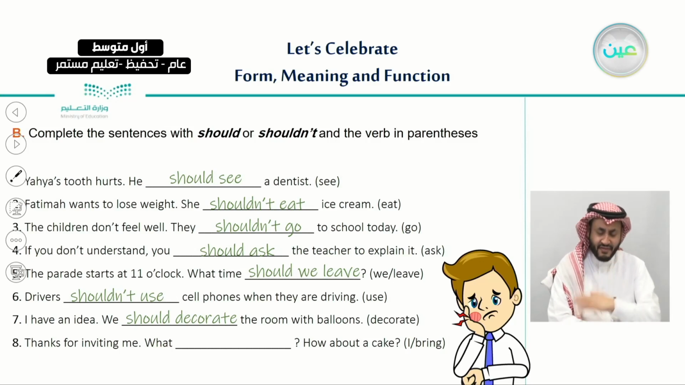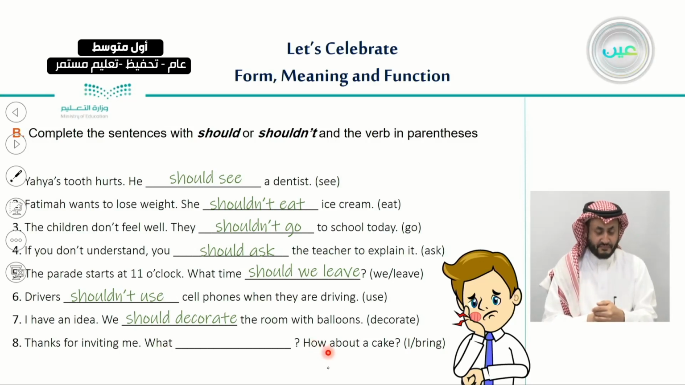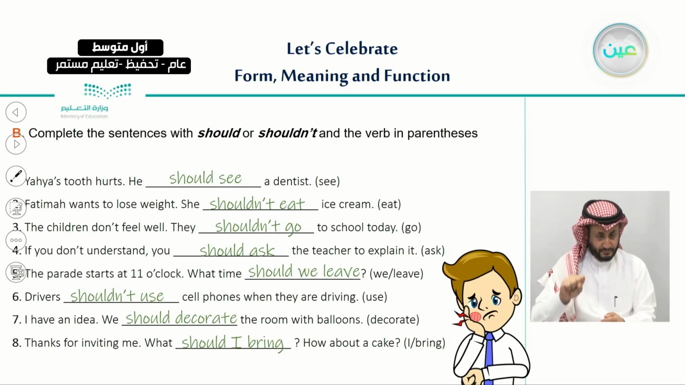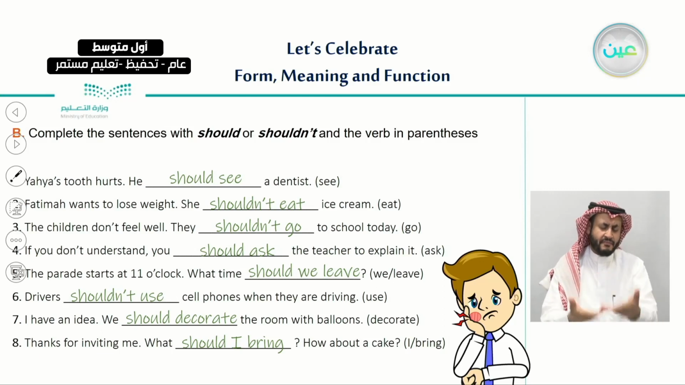And number 8, thanks for inviting me. What should I bring? How about a cake? So here we have the subject I and the verb bring. So we would say, what should I bring? It means what are the things that I need to bring with me. So here you go, here are the answers of exercise B.